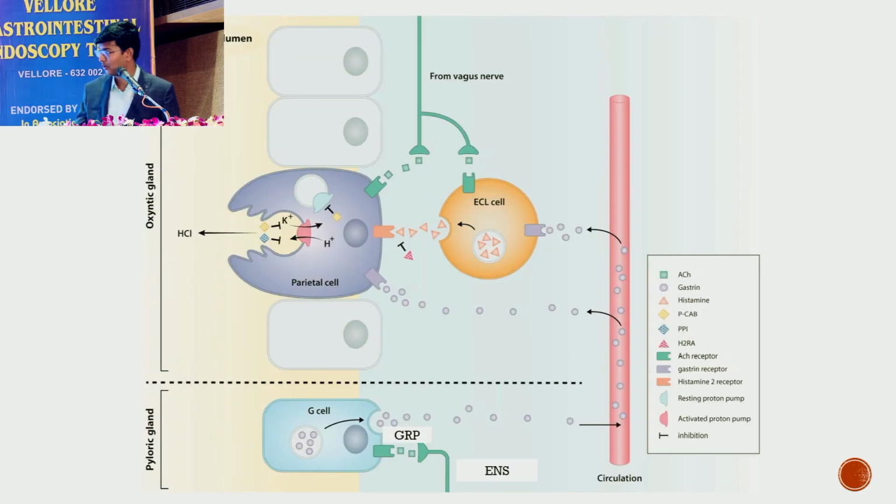So this is the overview. We can see the pyloric gland area. The endocrine system secretes gastrin-releasing peptides. It will act on G cells and secrete gastrin, which will stimulate the parietal cells for acid production. We can see the enterochromaffin-like cells producing histamine. It will act on H2 receptors and trigger the parietal cells to release HCl.